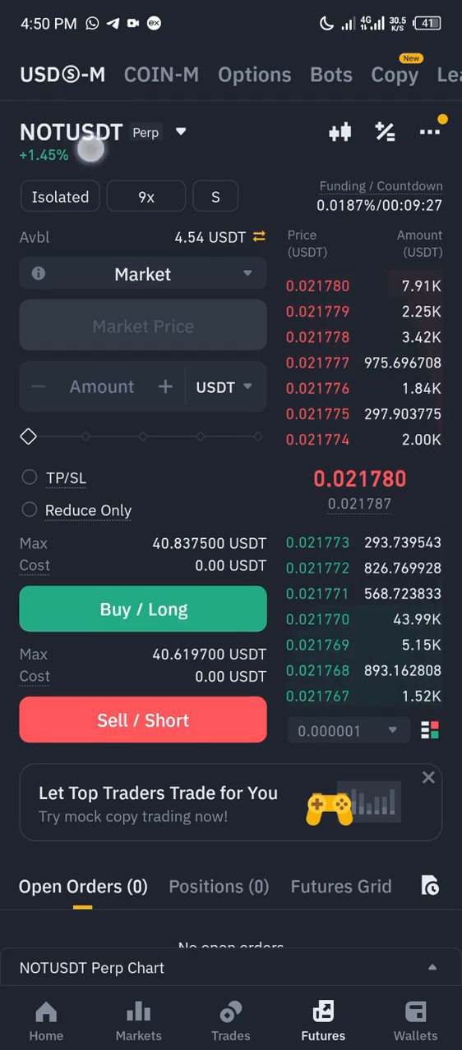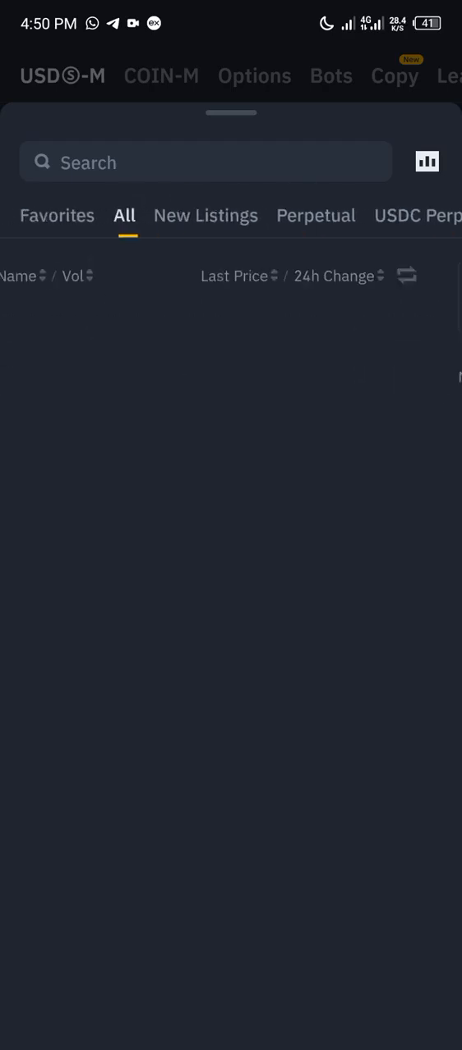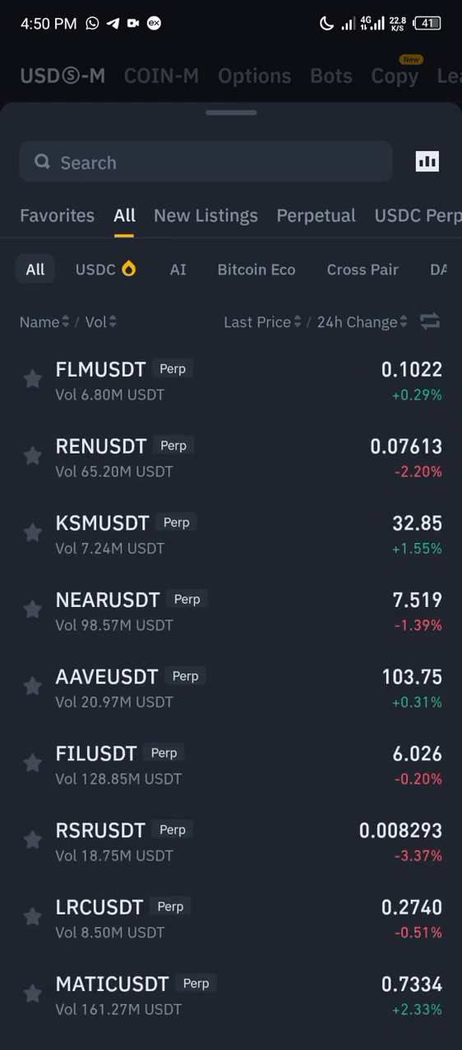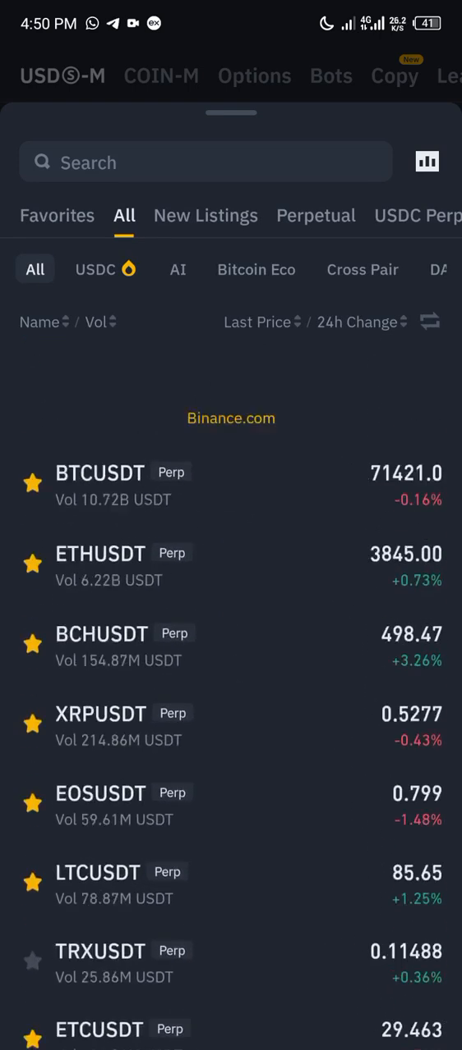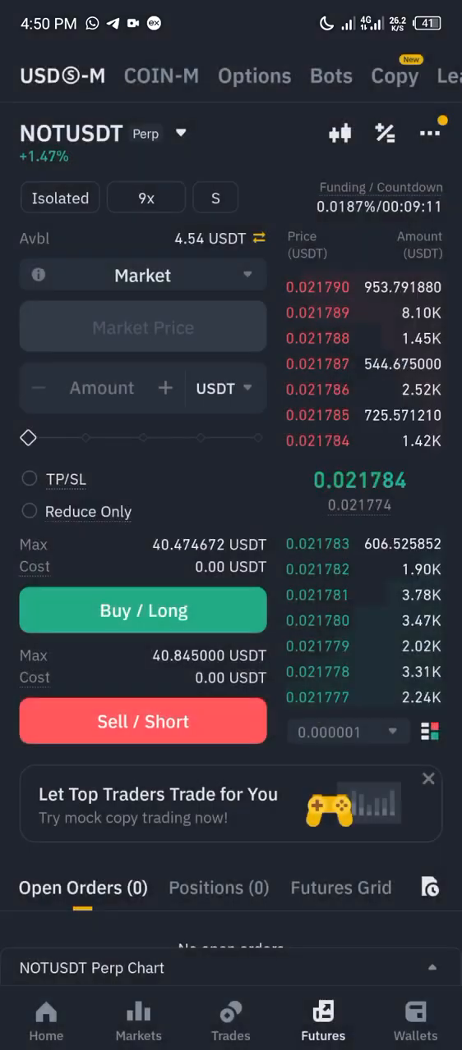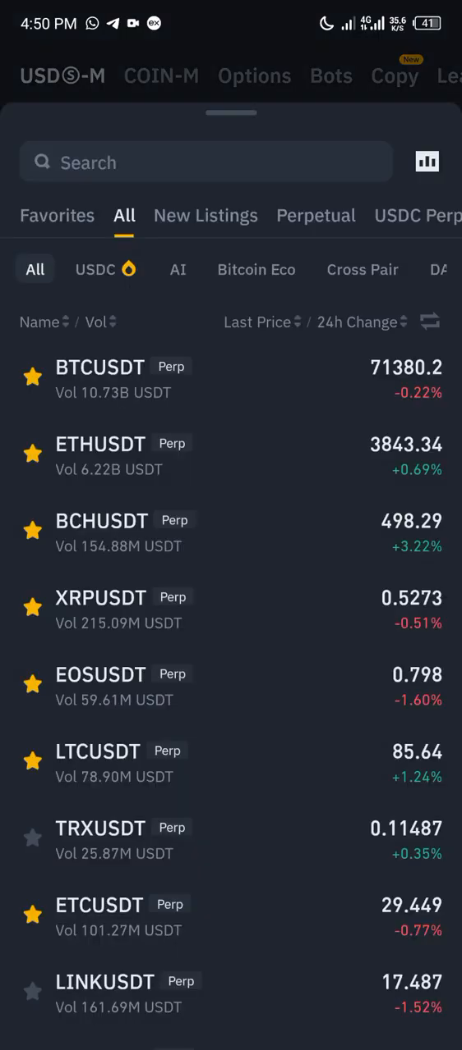If you click on this NOT USDT, there are different kinds of assets that you can see. When you click on all, you will see all the different cryptocurrencies that you can trade, and all of them are present in here. And I said something about the PERP, which is the perpetual that I mentioned here. The PERP means perpetual. So when I click on that NOT USDT, I can change it to anything.